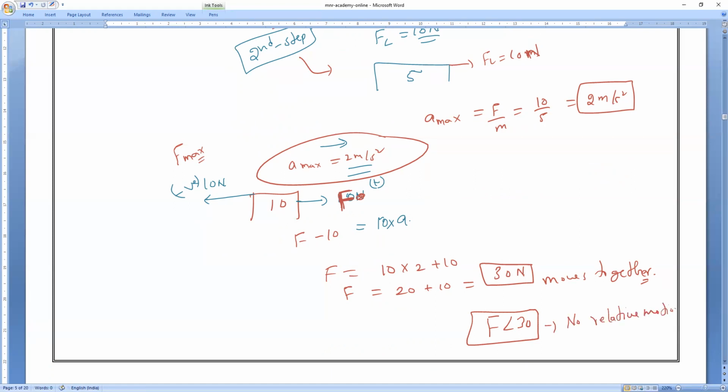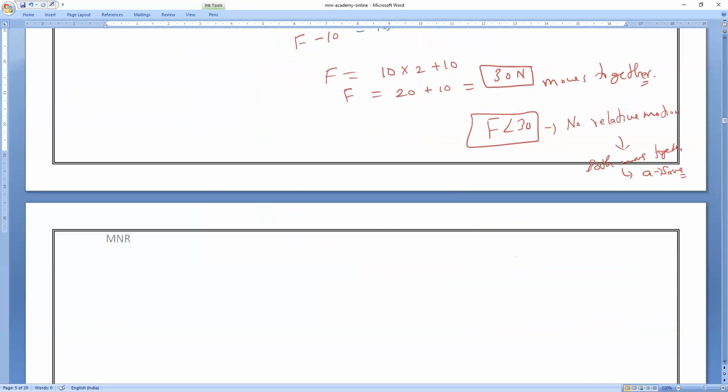No relative motion means both will move together. Both move together, so the acceleration remains the same, constant. Then what is the friction, static friction or kinetic friction? Static friction. Static friction I'll represent with a small r, and is it constant or variable? It is variable.